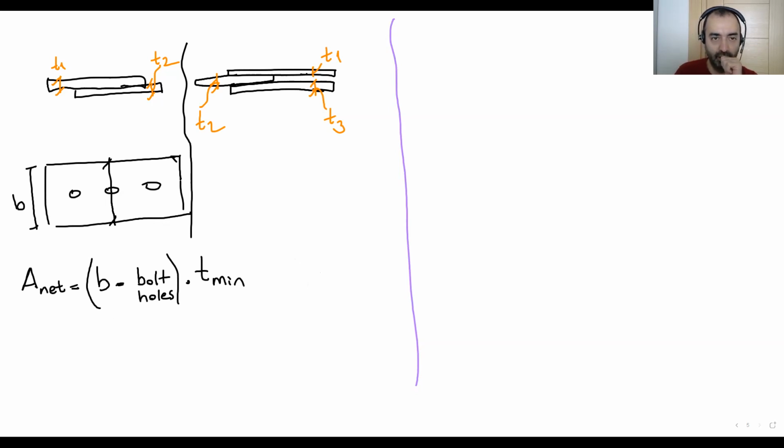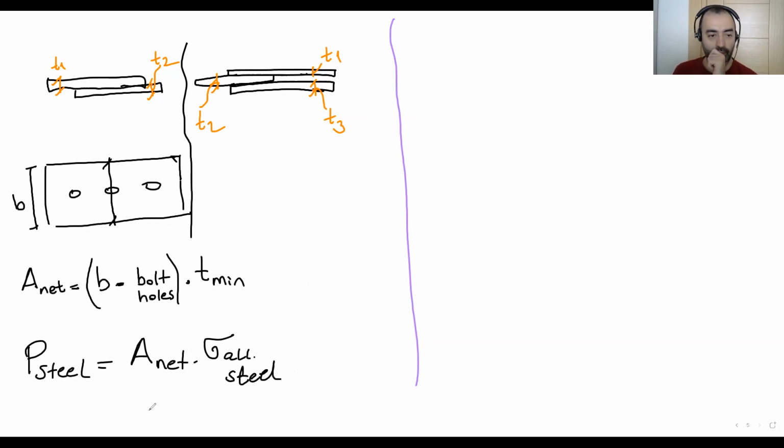If we are talking about the P steel, capacity of the steel member, the A net times sigma allowable steel. This is a general equation. Actually, if we are doing the one shear plane connection, case one, we compare two sections, two thicknesses, T1 and T2. That's okay. Select the minimum one.